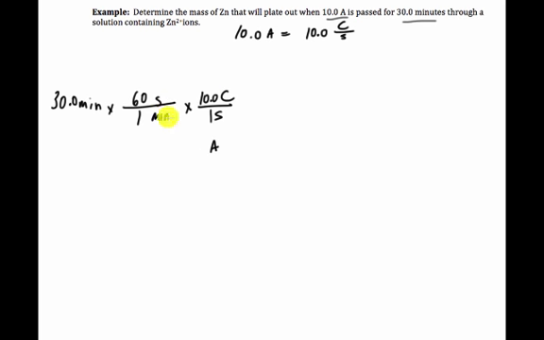Here's just a conversion between seconds and minutes. Now, we're going to go from the Coulomb charge to the mass of zinc. We need to use something that connects us back to the balanced equation, because if you remember the equation, what's happening is zinc is gaining electrons.